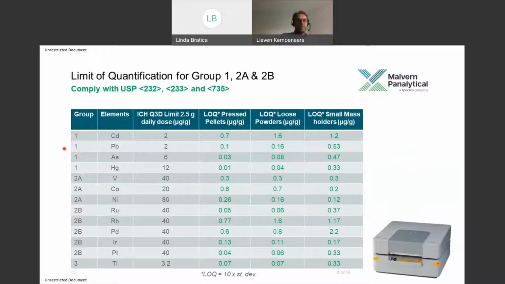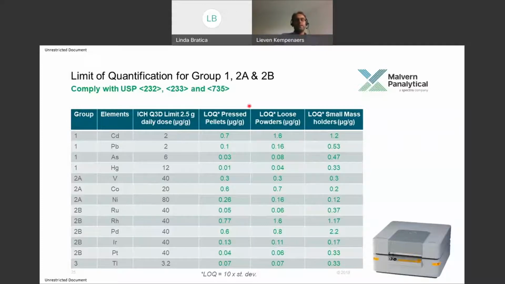So here, this is an overview of not all of the elements that we analyzed, but to give more focus to the most important elements, and these are the toxic elements and also the catalyst residues. This column describes the limits set by ICH, and these are the limits when you convert it back to 2.5 grams of daily doses. So that means that you have to be able to quantify 2 ppm in your sample, of the total sample.